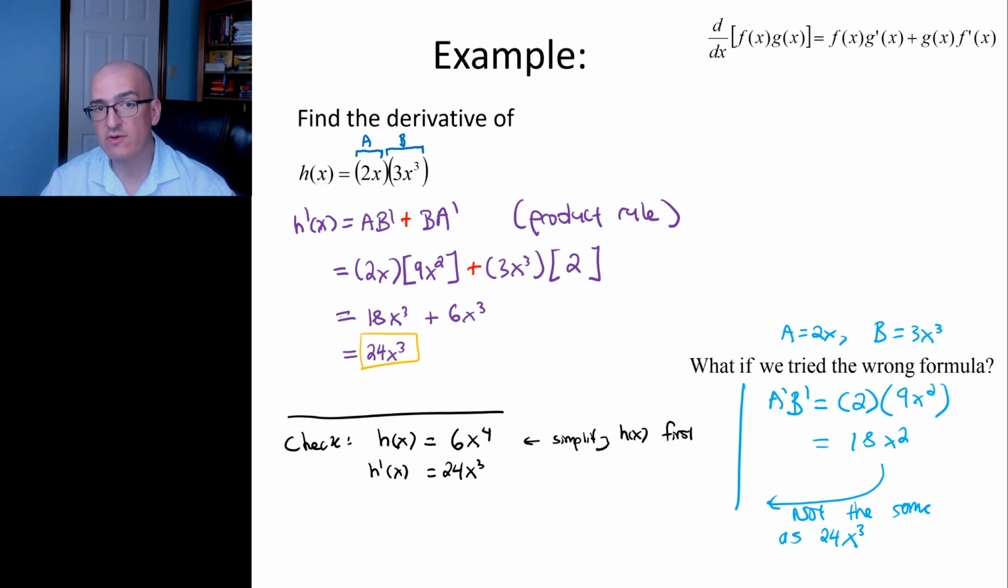If you find one counterexample that doesn't match the formula, it means the formula is wrong. So we proved that the derivative is not a prime b prime, but this is not a proof that the derivative is ab prime plus ba prime. It's consistent with it, but not a proof.